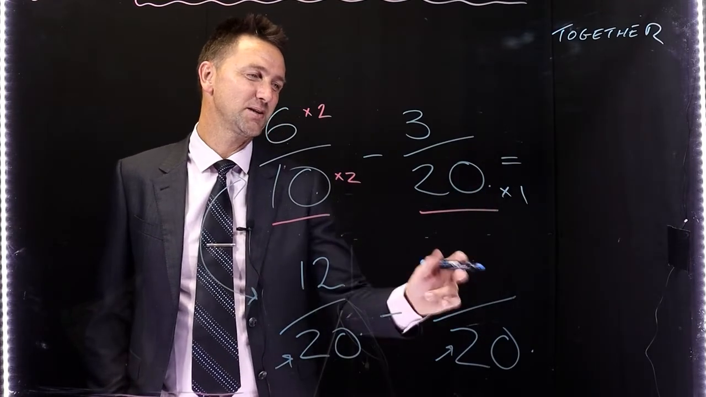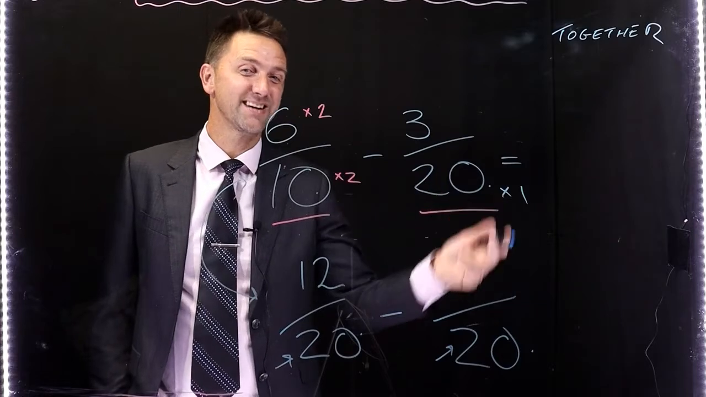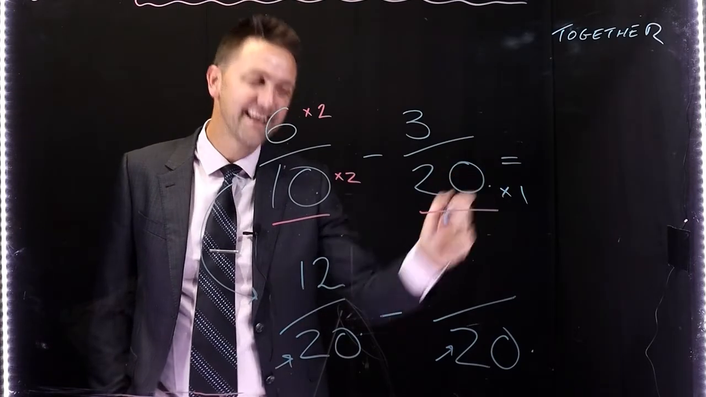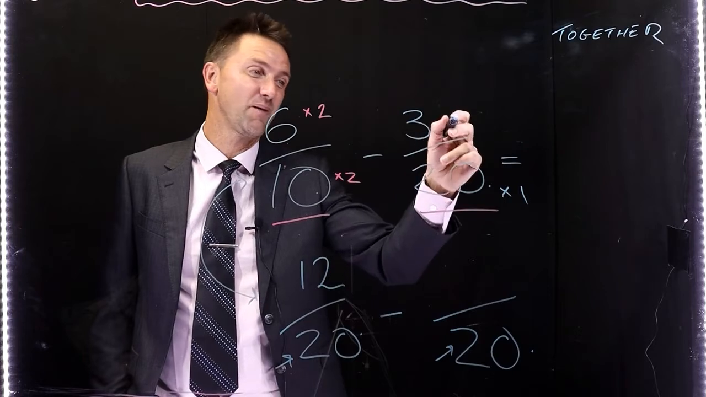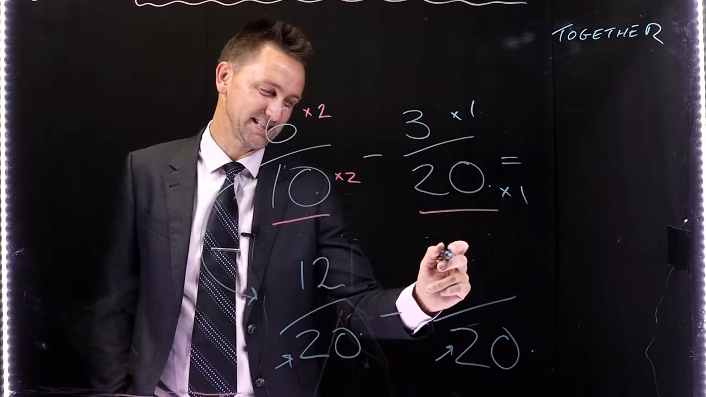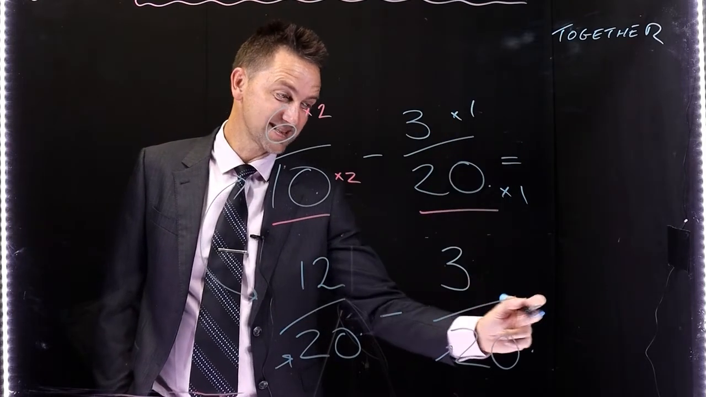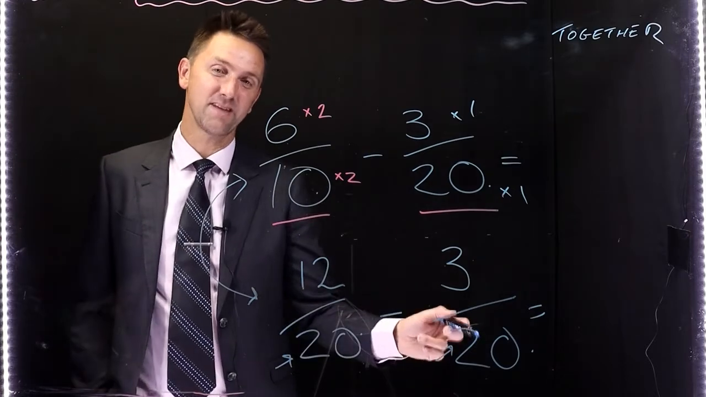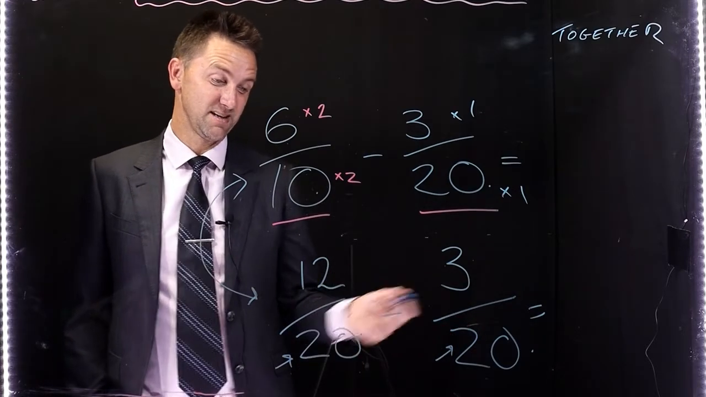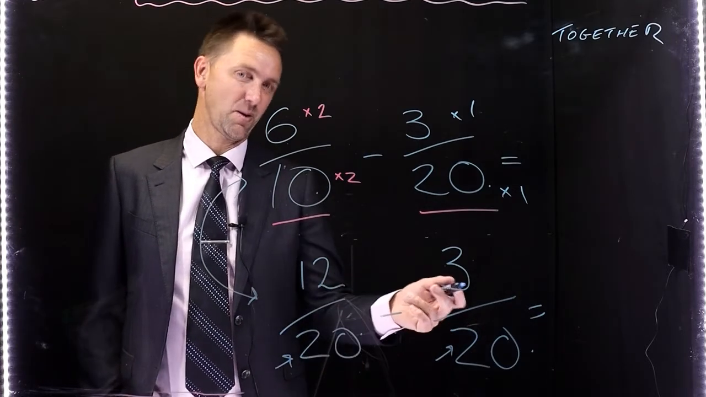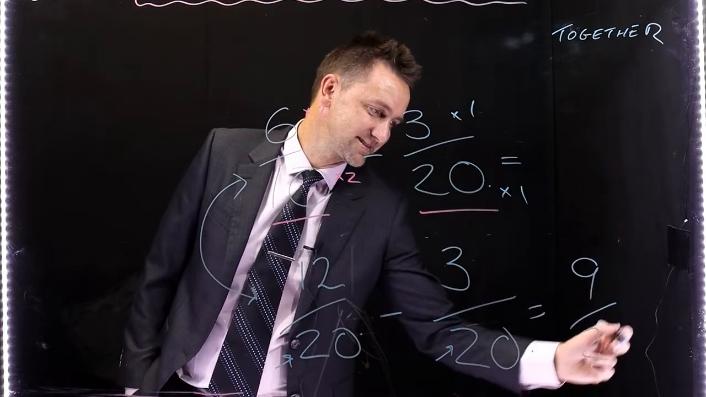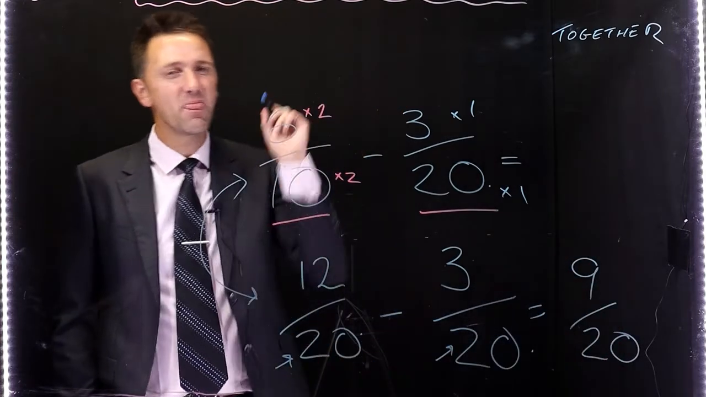Hey, what did we do to this? Well, whatever you do to the bottom, you got to do to the top, don't you? So if we times the bottom by 1, yes, then we've got to times the top by 1. Hey, it just stays the same, doesn't it? But we can do the sum now. Look, 12 over 20 take away 3 over 20. And the answer is, well, 12 pizza pieces take away 3 pizza pieces is 9 20ths. Okay? And there's your answer.